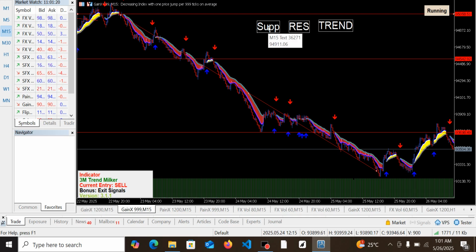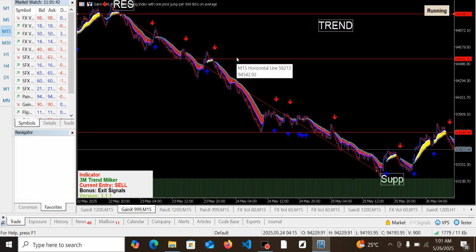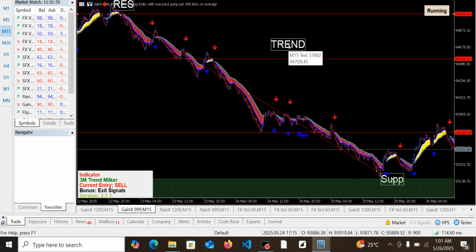Just like we have known, the support is always below. Here is a support, here is another support zone, but right here is a major support zone. And of course, we have resistance. Resistance is always at the top. Here is a resistance zone, here is another resistance zone, but right here is a major resistance zone. The support zone and the resistance zone will help us to know when to go into the market and when to exit the market for a particular trend. But the trend is more important amongst these three. However, these three things work together.